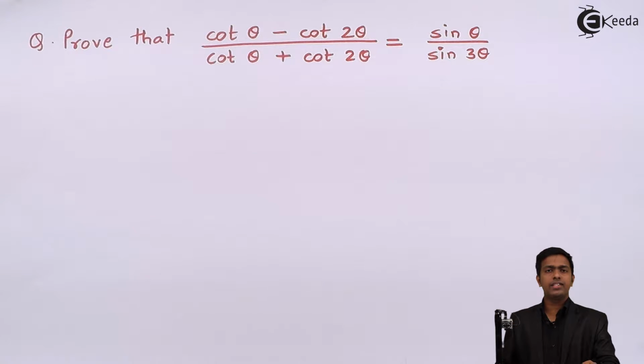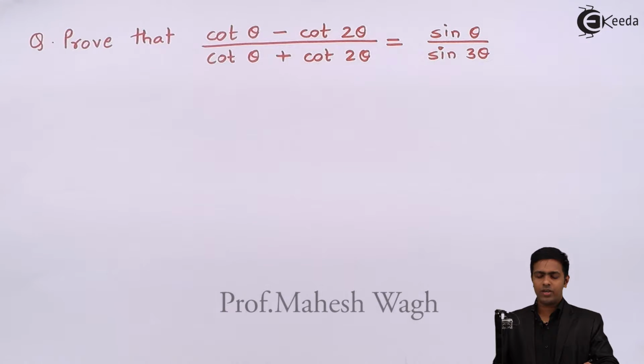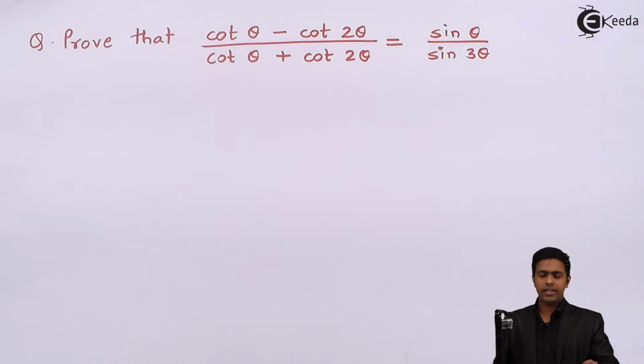Friends, so here in this video we have to prove that (cot theta minus cot 2 theta) upon (cot theta plus cot 2 theta) is equal to sin theta upon sin 3 theta. Now to prove this result, if you will see, then on the left hand side we have more terms. So I always say, whenever we have to prove something in trigonometry, we generally start from the side which has the maximum number of terms. So I am going to start the proof from the left hand side.